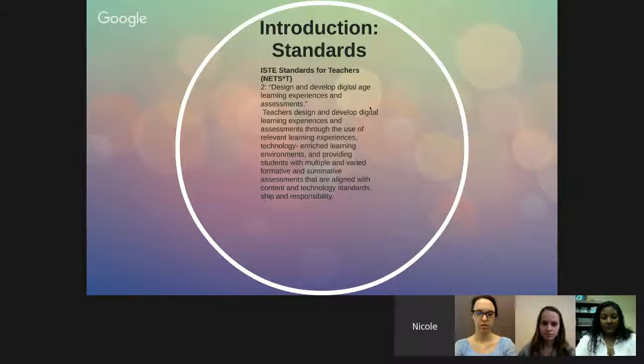They create technology-enriched environments for students to pursue their interests in learning. Also, the teachers customize learning activities to address the differences in students' learning preferences so each student is accounted for in the classroom. And finally, they provide students with multiple forms of assessment that are aligned with the technology standards and use the data from those assessments to plan their future teaching and student learning.